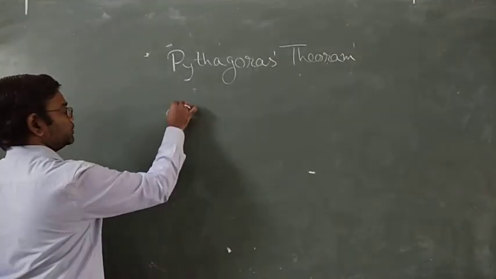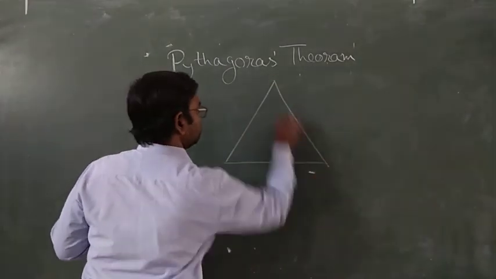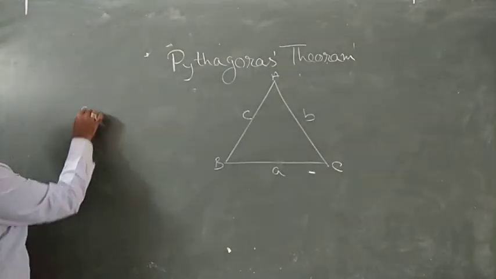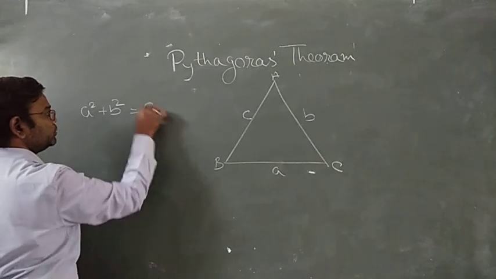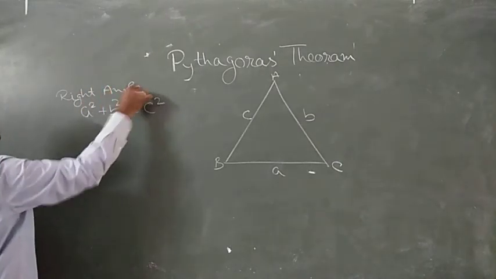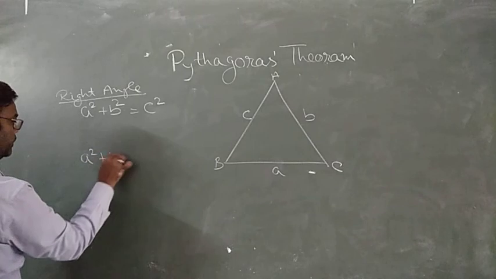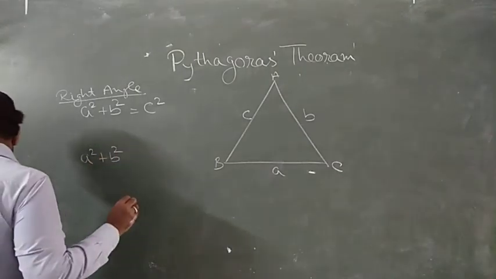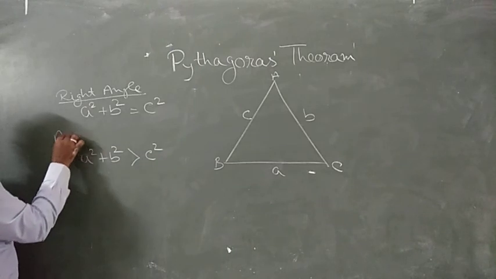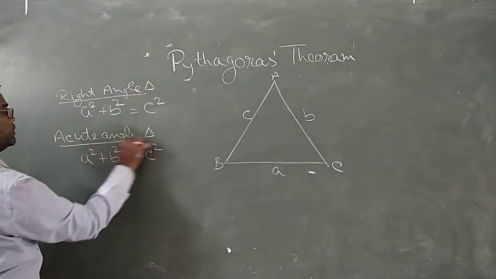Suppose in case of triangle A, B, C, the measurements are A, B and C. This is a triangle. And if A square plus B square equals to C square, then it is a right angle triangle. First thing. And if A square plus B square is greater than C square, this is your acute angle triangle. This is for acute angle triangle.